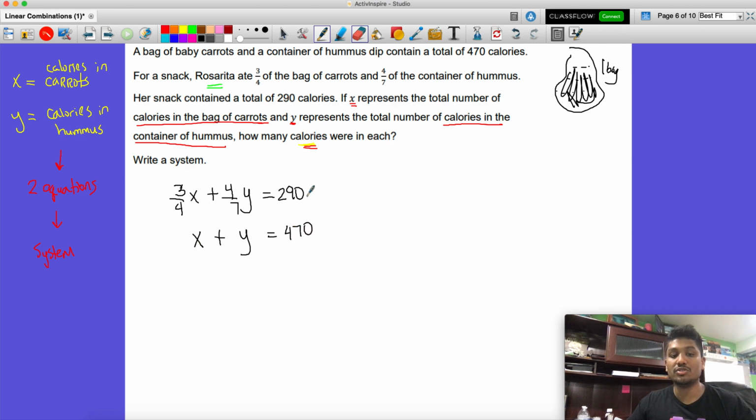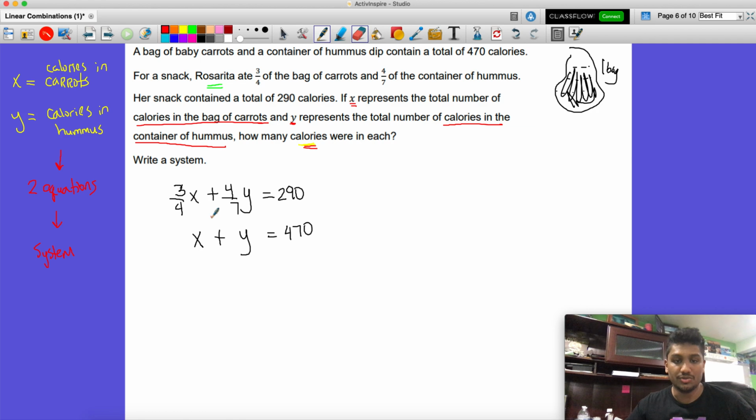So these are the two equations. This is Rosita, and this is the whole thing altogether. It's like going to the supermarket and picking up a bag of carrots and a container of hummus, looking at it and seeing 470 calories, but you only ate 290 of them. How do you solve this? I know you're probably freaking out because of the fractions, but that's all good. We're going to do the exact same thing.